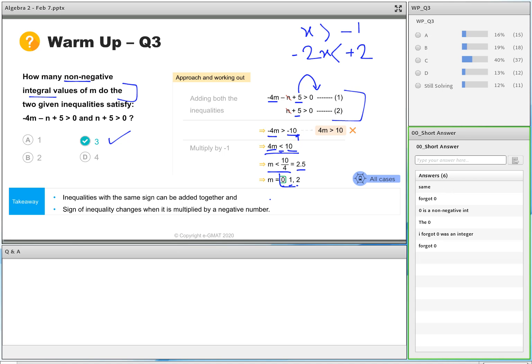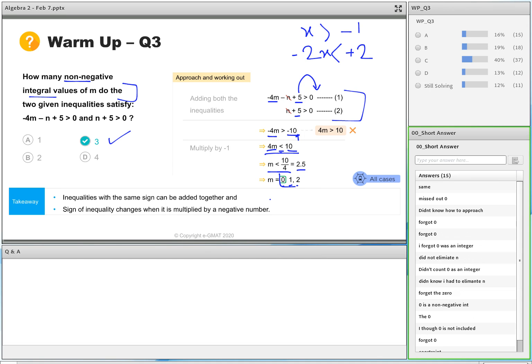Okay, you forgot 0. You thought 0 doesn't count as a non-negative integer. Okay, I see a lot of people. So that might be true, and in that case you might say, okay, the answer is choice B. What about people who marked choice D and choice A? What about them? For them, 0 cannot be a problem, right? For them, the problem was something else. I want to understand what that was.